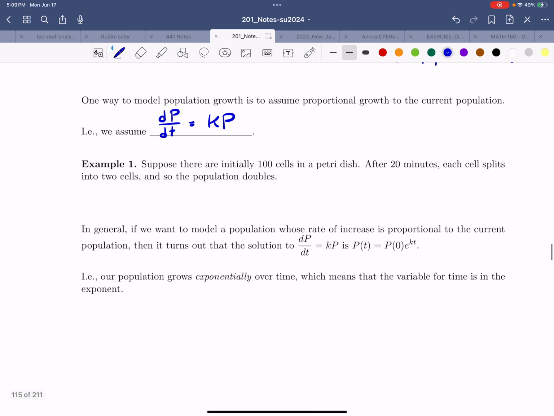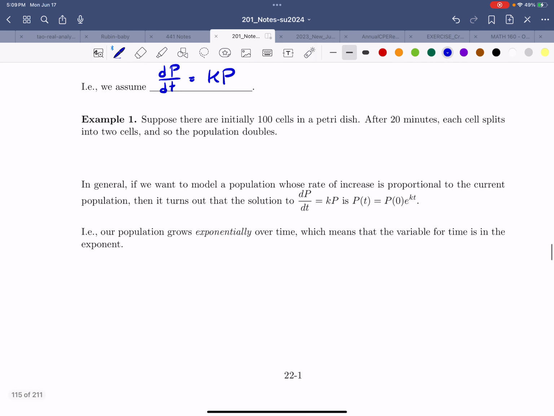Right? And the way that that winds up working out, and you can test this, I'll write this again, dP over dt equals k times P, winds up being that P of t equals P of 0, whatever the initial population was, times e to the kt. That is our model, right? So this is the formula you need to memorize.